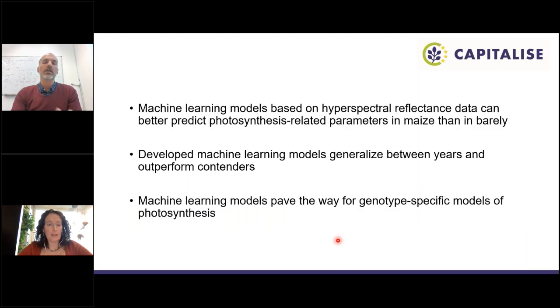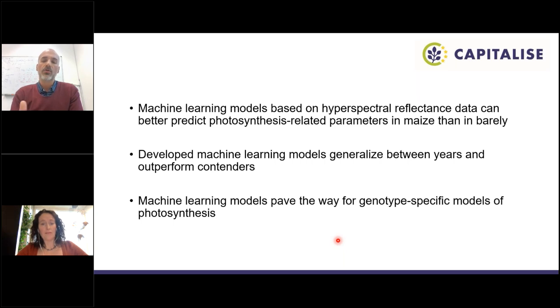So in conclusion, we learned that the models generated based on hyperspectral reflectance data can better predict photosynthesis-related parameters in maize than in barley. We also showed that the developed machine learning models generalize between years and also outperform contenders.